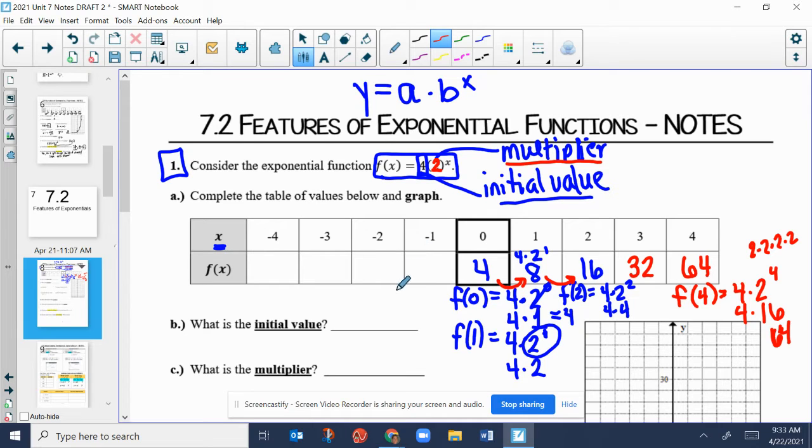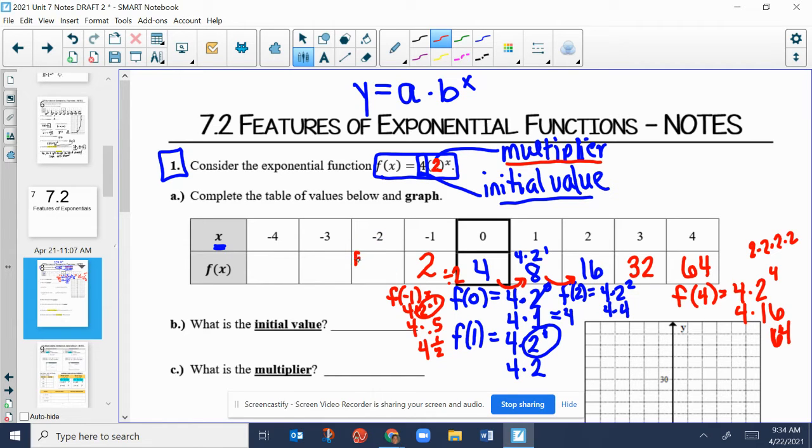What is f of negative 1? That would be 4 times 2 to the negative 1. 2 to the negative 1 on your calculator is going to be 0.5. 4 times 0.5, or also know that it's 4 times 1/2, and that would be 2. So the reverse of multiplying by 2 is going to be to divide by 2. Or just keep using the table or the function.